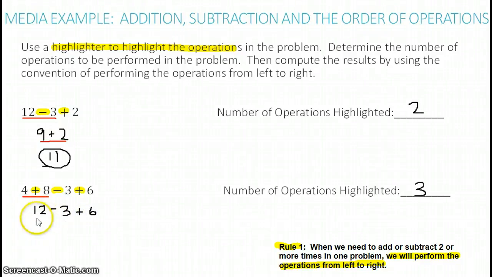Next we'll do the subtraction, which is 12 minus 3. So 12 minus 3 is 9. The remainder of the problem is plus 6. And our last step is 9 plus 6, and 9 plus 6 is 15. Now let's circle our final answer. So notice underline, there's 1, 2, 3 steps underline, which was the number of operations we needed to perform. Let's look at some more examples.